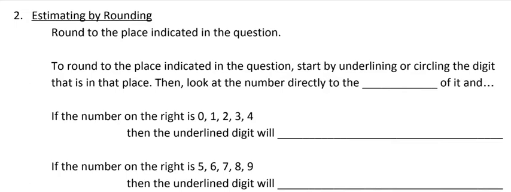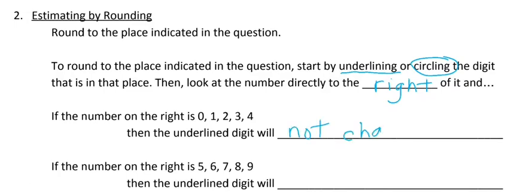So the question is going to tell you to round to the nearest tenths, ones, tens, hundreds, one of those. And you're going to underline or circle that digit. Then look to the number directly to the right, and if the number on the right is 0, 1, 2, 3, or 4, the underlined digit is going to stay the same. It's not going to change. And all the numbers after this digit are going to turn into a 0.